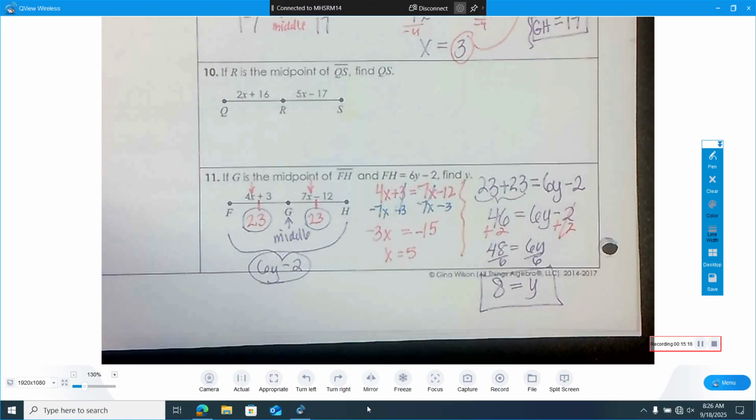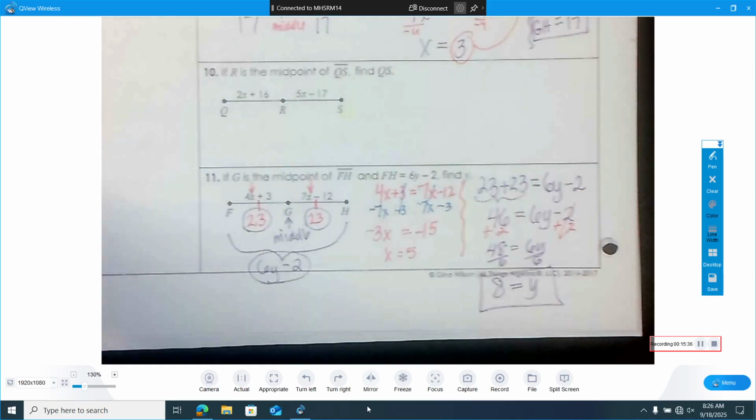Do you guys have any questions for me? What is the segment addition postulate in most simple terms? Small part plus small part equals big part. Good. What does midpoint mean? Middle, which gives us two equal things. Okay, two equal pieces. All right, very good, ladies and gentlemen.